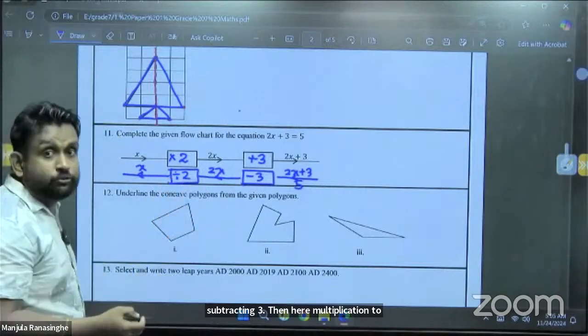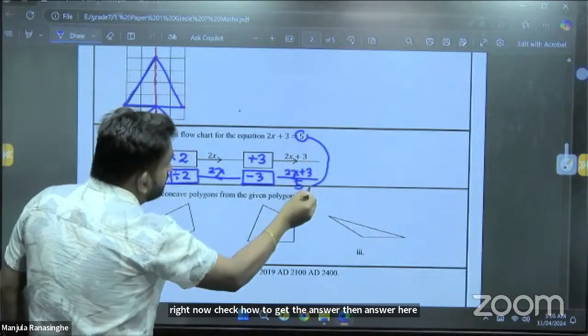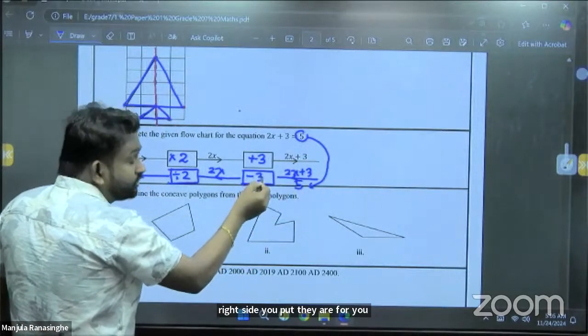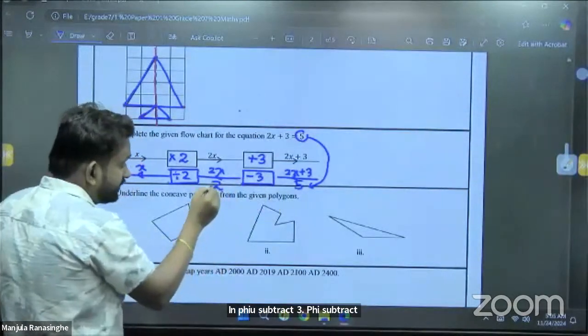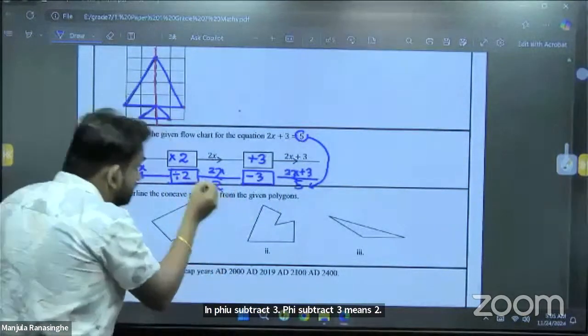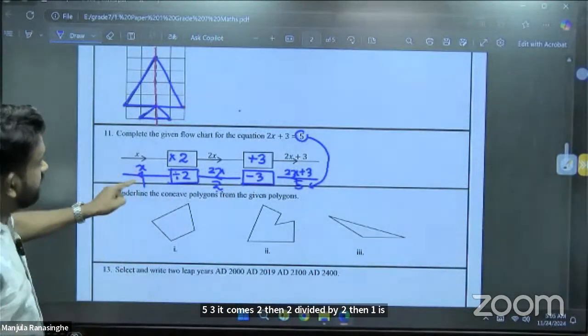Now check how to get the answer. On the right side you put 5. Then 5 subtract 3 is 2. Then 2 divided by 2 gives 1. So for x, the answer is 1.